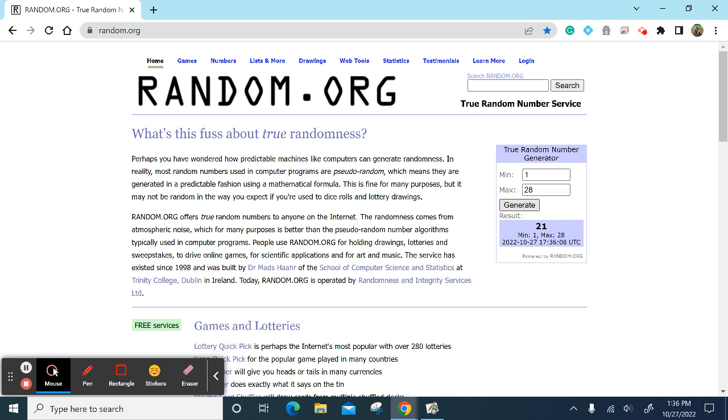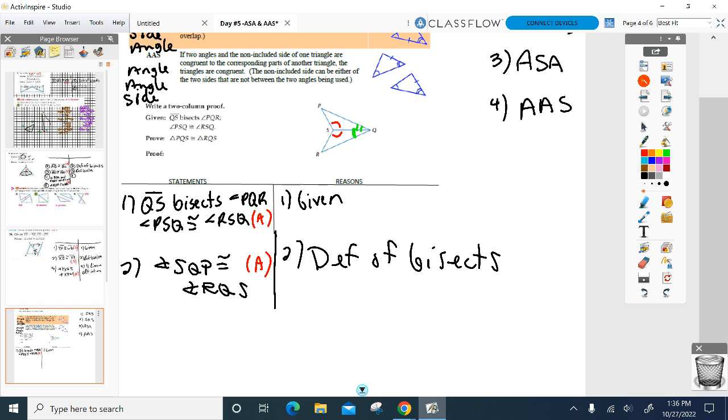SQ congruent to SQ. There you go. The reflexive, they share. And honestly, I think this is the hardest part of the proof right here. Angle, angle, side, or angle, side, angle? That's what we've got to determine.